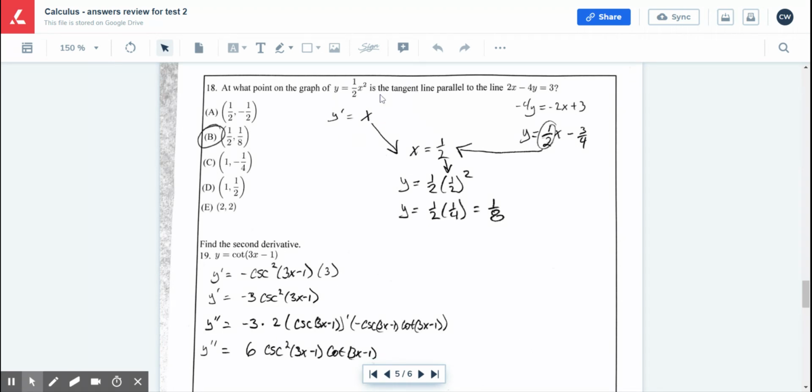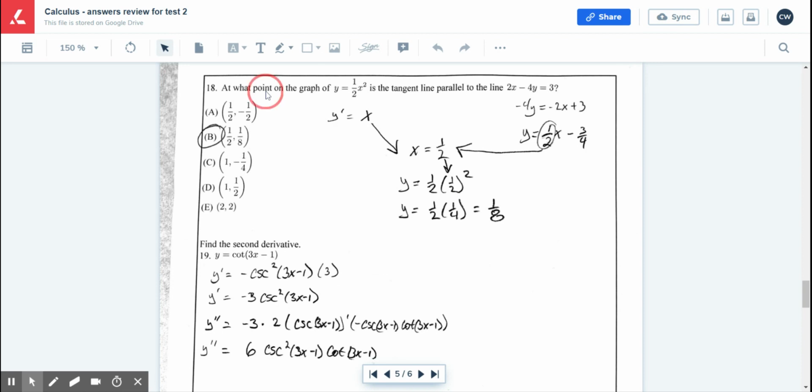Now they told me that I want my tangent line to be parallel to this line. And we should remember that parallel lines have the same slope. So I need to figure out what the slope of this line is. To do that, I got y by itself. Whatever is in front of x is my slope. So since I want to be parallel, that means I want my derivative, which is x, equal to the slope. So I want x equal to 1/2. So I know my x value is 1/2.